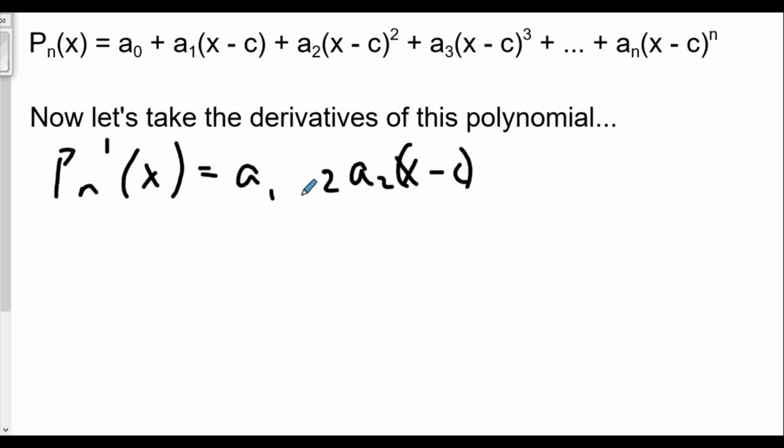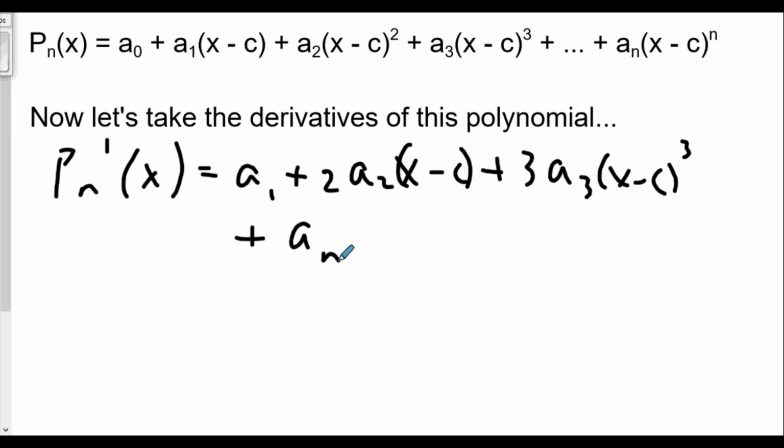So yeah, it should be a_1 plus 2a_2(x - c) plus 3a_3(x - c) cubed, all the way to a_n times n times (x - c) to the n minus 1.